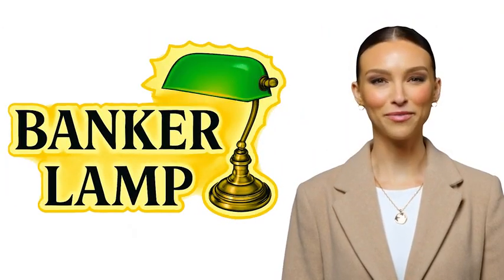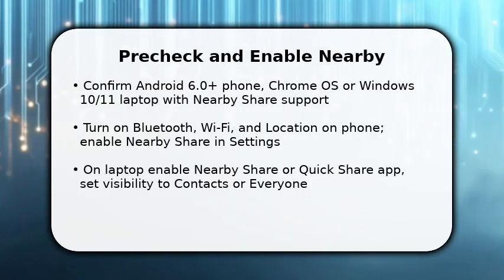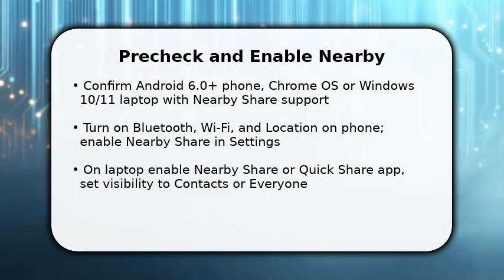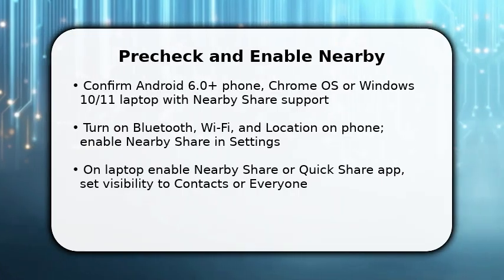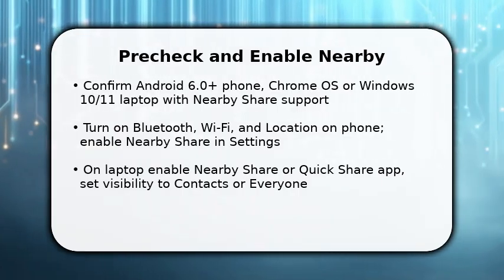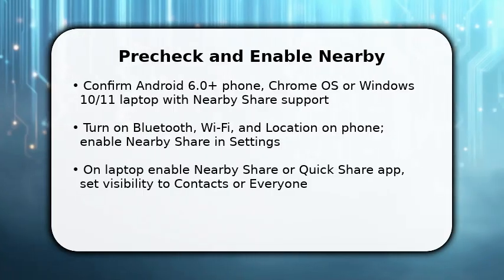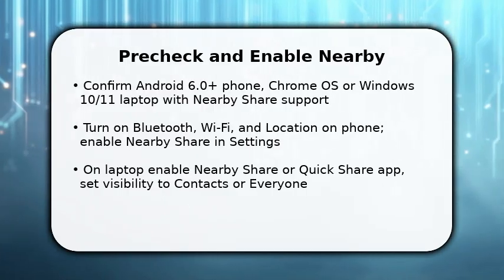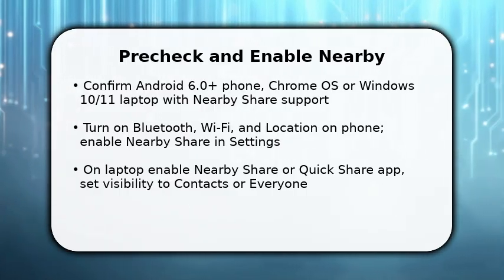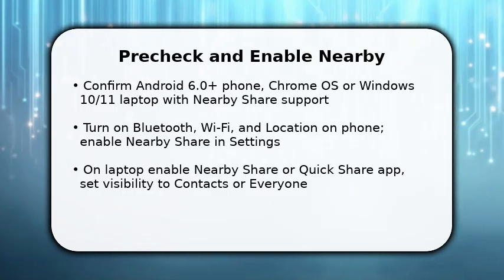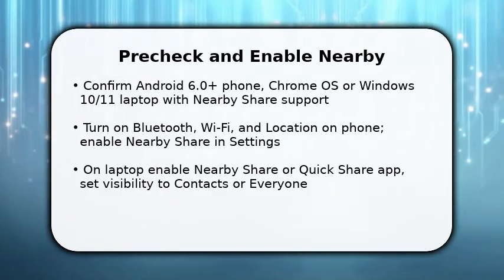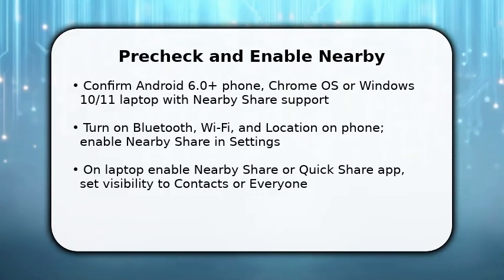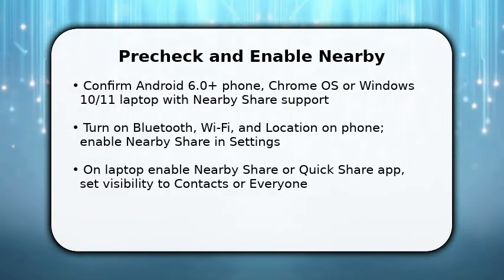Please enjoy the video. You start by verifying devices and enabling the core radios. Turn on Bluetooth, Wi-Fi, and location on your phone. Open Settings, Connected Devices, Nearby Share and enable it. On the laptop, open Nearby Share or the built-in sharing center and enable visibility. Choose Contacts or Everyone depending on who you'll accept from. Once done, make sure both devices are on the same local network or have Bluetooth range. This prepares both endpoints, so discovery and pairing can begin.